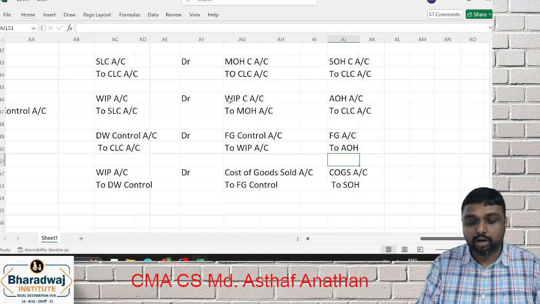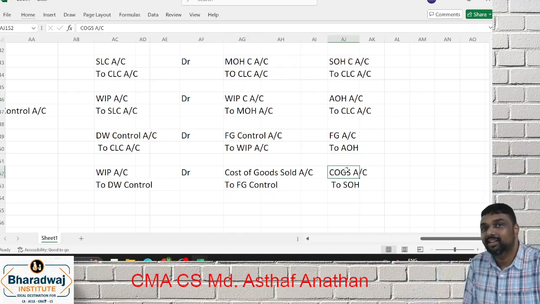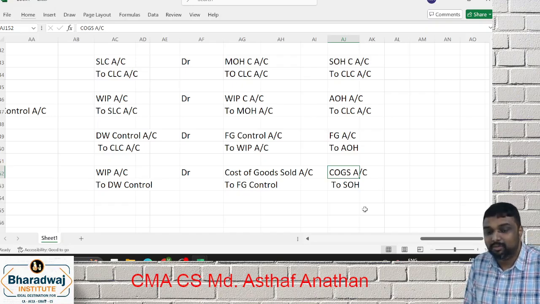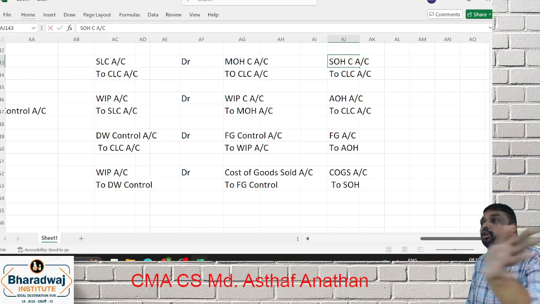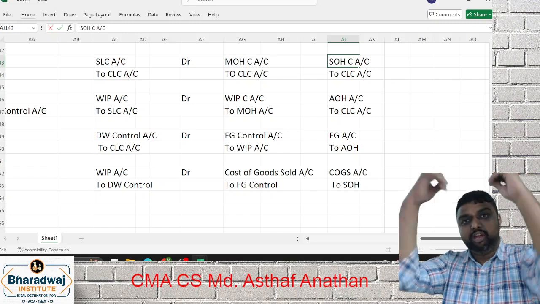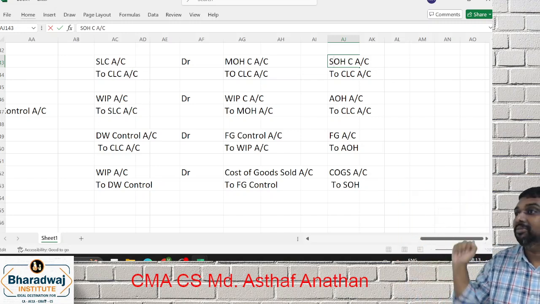Admin overhead will go to finished goods. Manufacturing overhead will go to WIP. Selling overhead will go to cost. My dear friend, entry over. Here there will be under absorption or over absorption that you have to transfer into costing. So if you refer to any question, everything is covered in 5 minutes.